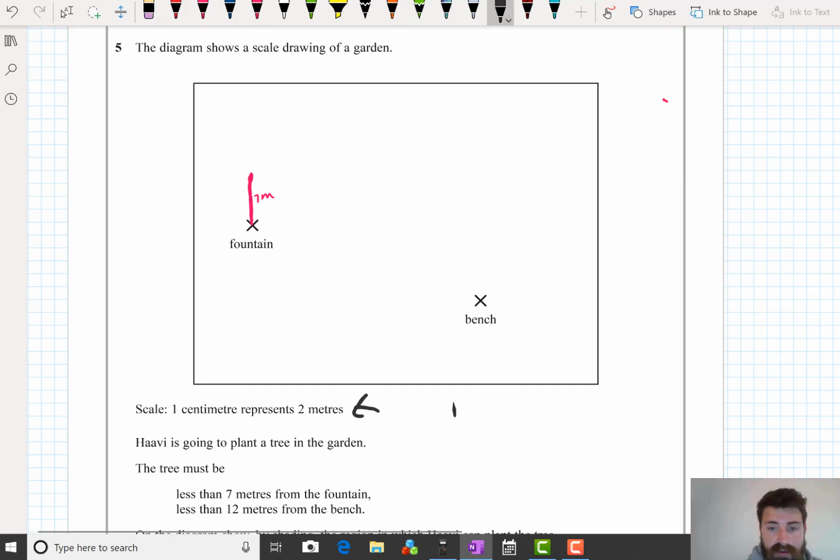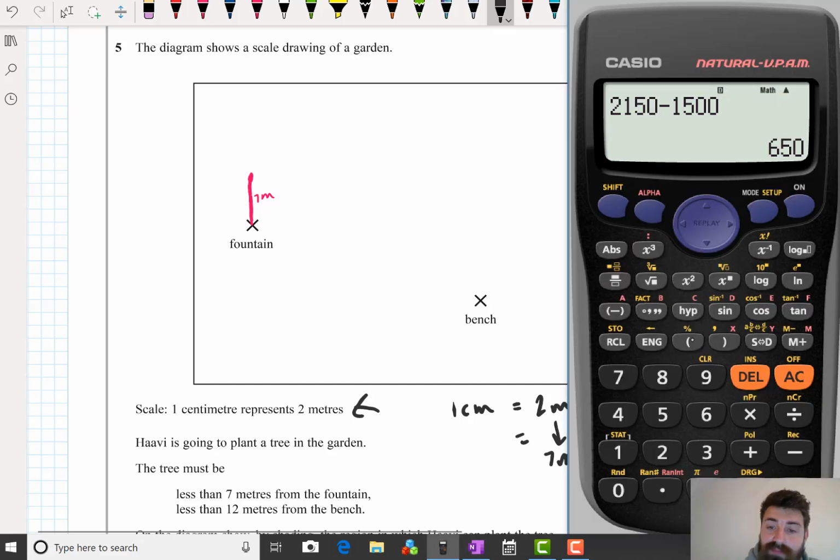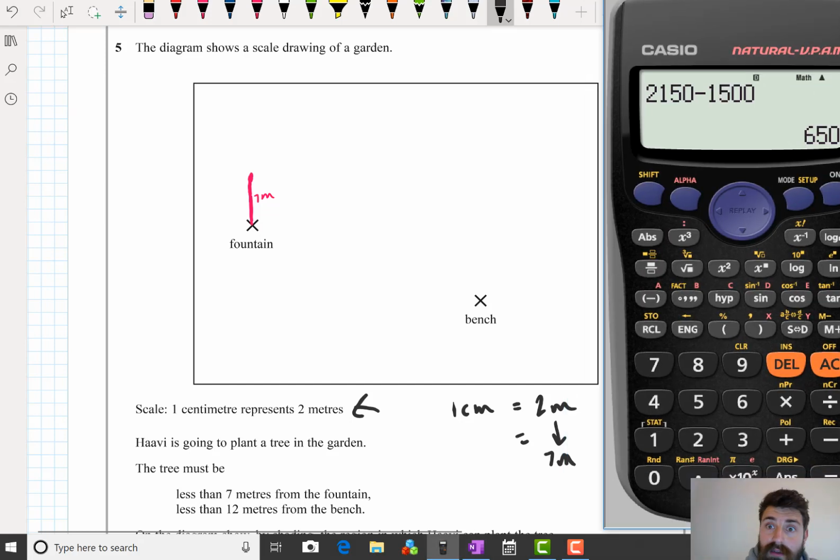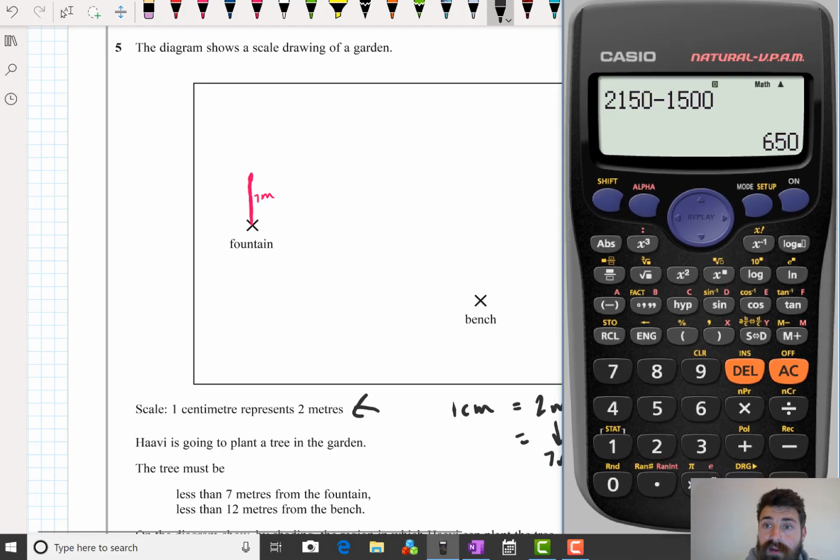Look at the scale. 1 cm equals 2 meters. We want to get it to 7 meters, so we need to find out what we need to times 2 by to get to 7. Some of you might be like, it's easy, it's 3.5. Some of you might be like, I've got no idea. How many 2's go into 7?